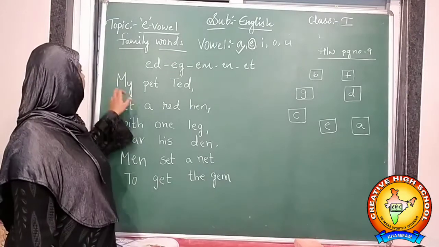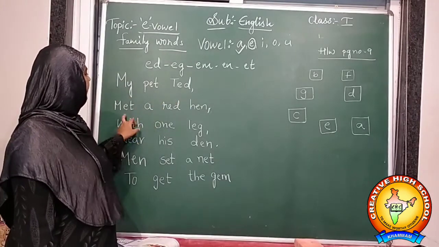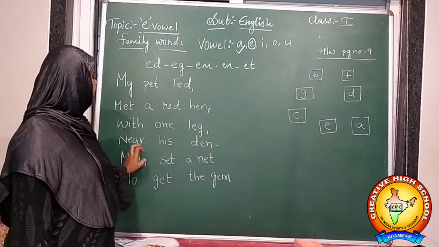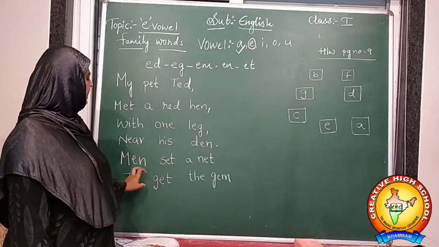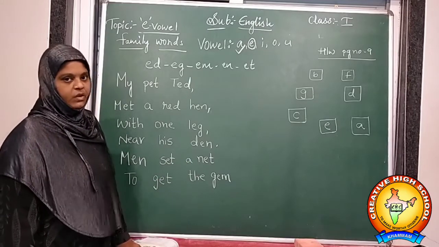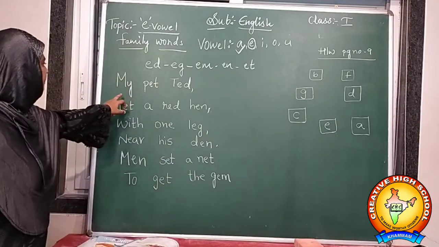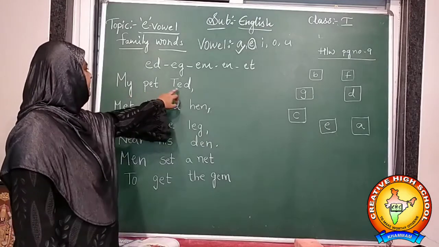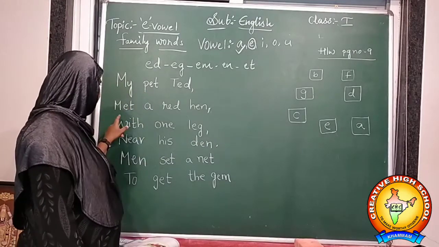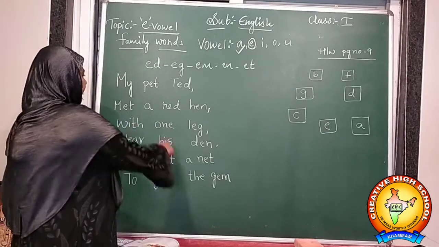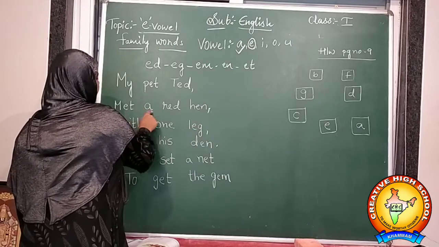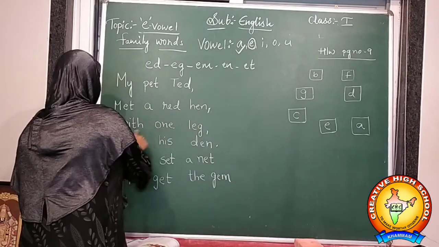Okay. Once again. My pet Ted met a red hen with one leg near his den. Men set a net to get the gem. Once again. My pet Ted met a red hen.